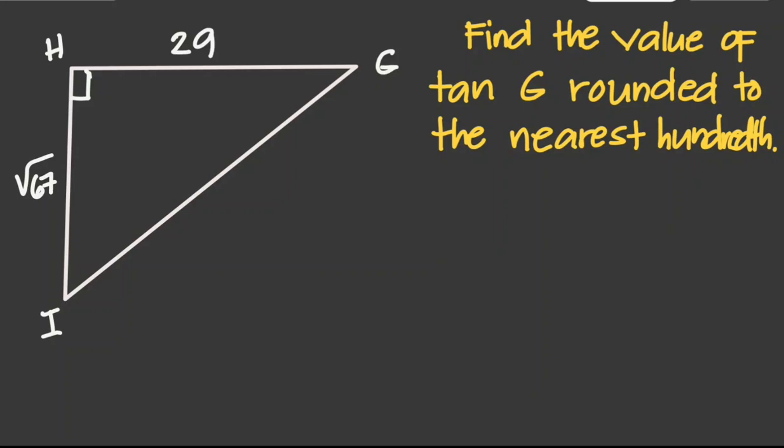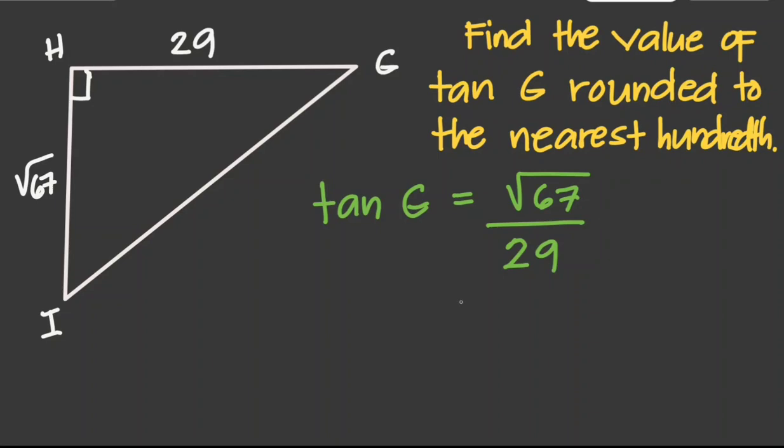Okay, the next problem. Find the value of tangent g rounded to the nearest hundredth. So tangent g is equal to the opposite side, which is square root of 67, divided by the adjacent side, which is 29. So square root of 67 divided by 29, rounded to the nearest hundredth. So tangent g is just 0.28.